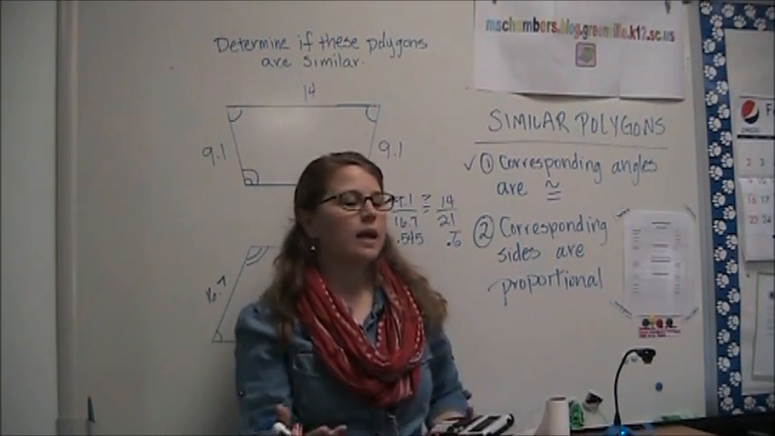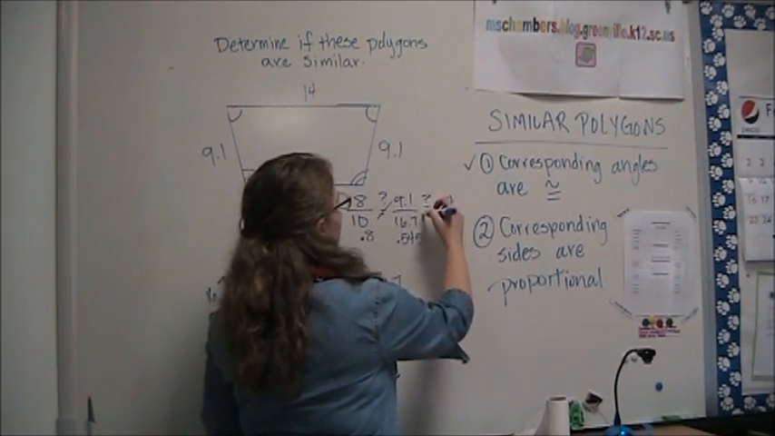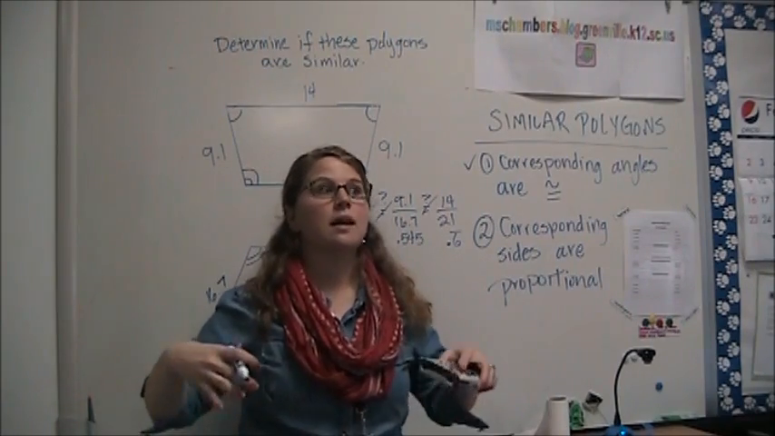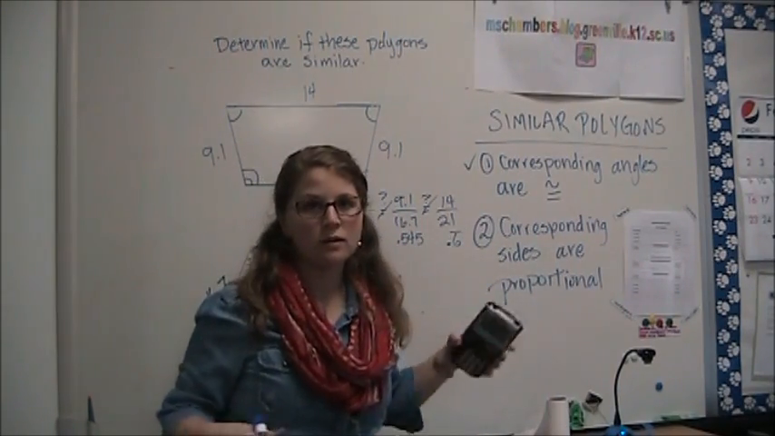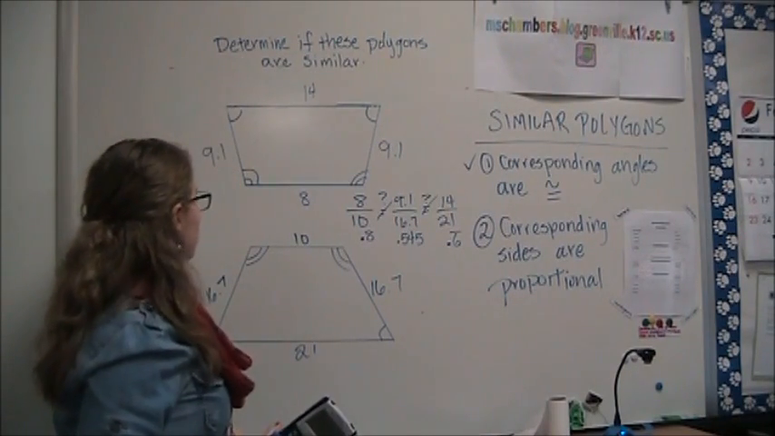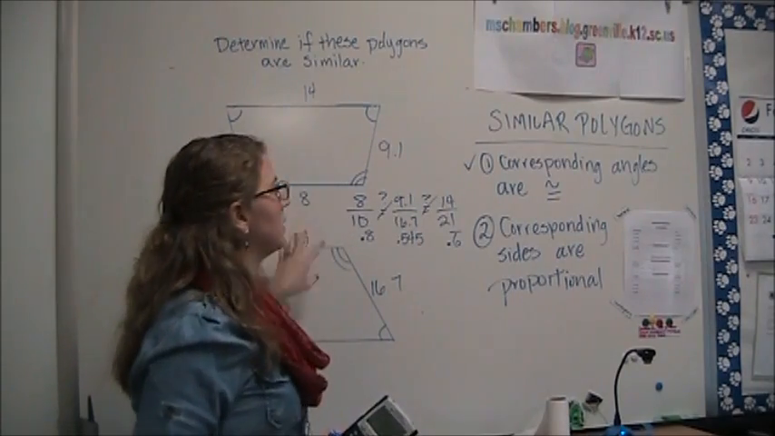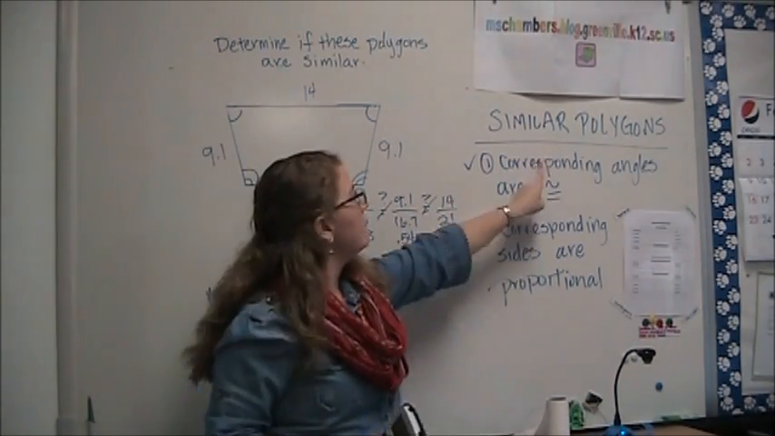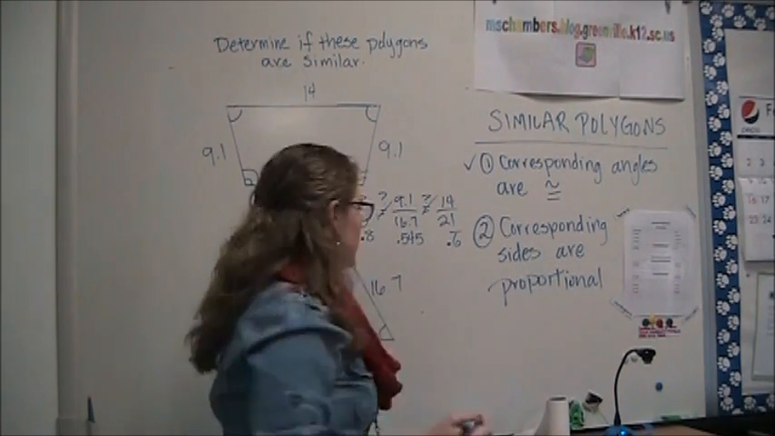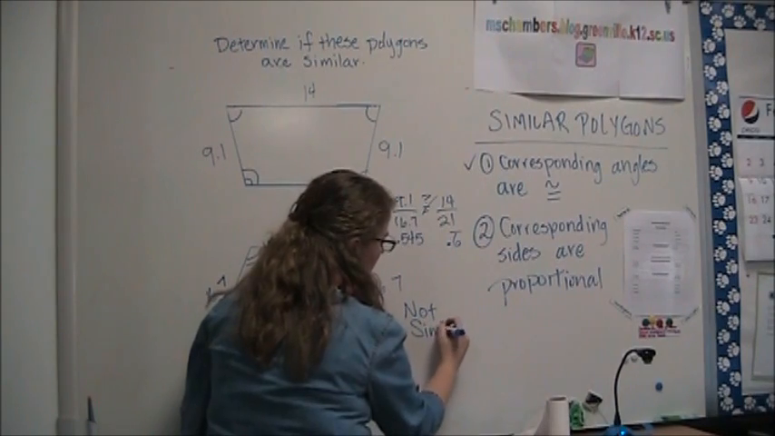So what I've now learned is that these are not in fact equal, which means the ratios aren't equal, which means this is not proportional, which means the sides of my figures are not proportional. So the conclusion I draw is that these polygons are not similar. Even though their corresponding angles are congruent, their sides are not proportional. So I would say not similar.